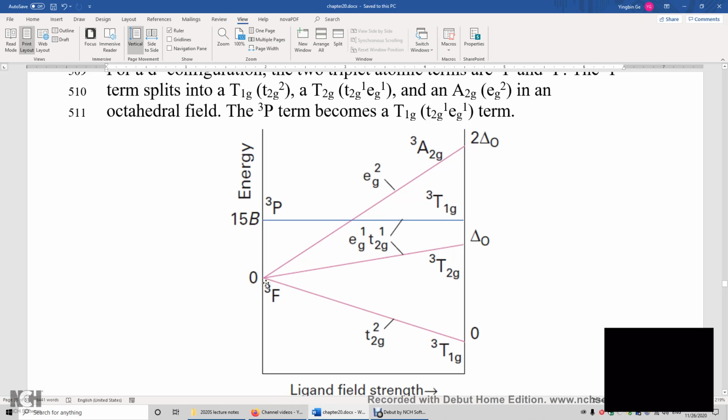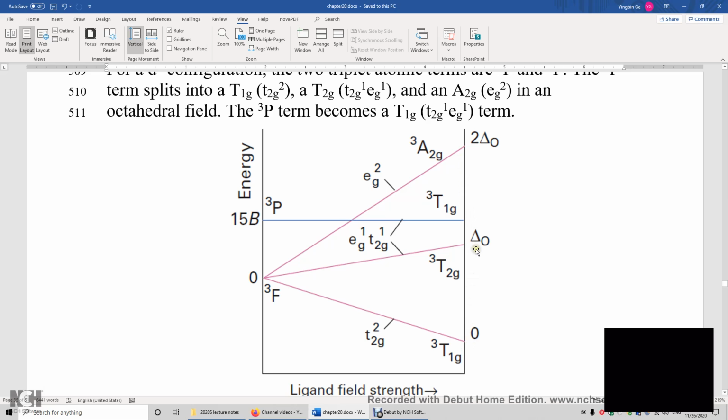Alright. Now let's look at the blue line. If you look at the blue line, it's 15B above 0 at the beginning when the ligand field is 0. Now when we include the ligand field strength, later I'll show you this 3P also corresponds to this situation: one electron in a T2g orbital, the other in the Eg orbital. So over here, we still need to include this delta O. And remember, this is negative 0.4 delta O. This is positive 0.6 delta O. So together, it's 0.2 delta O, and then plus 15B. So this is 0.2 delta O plus 15B.